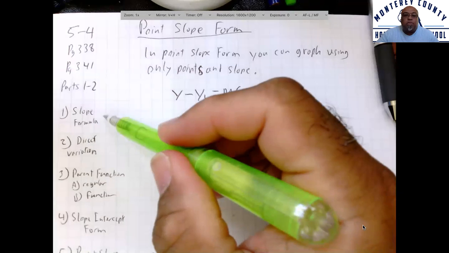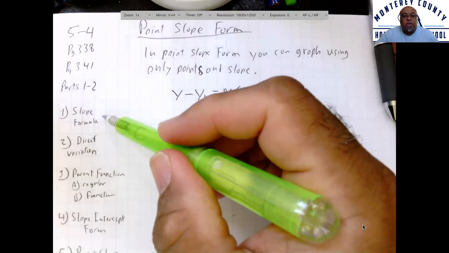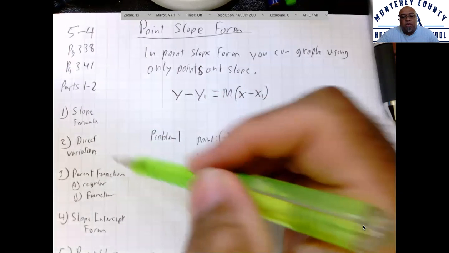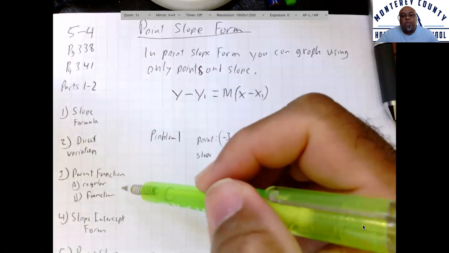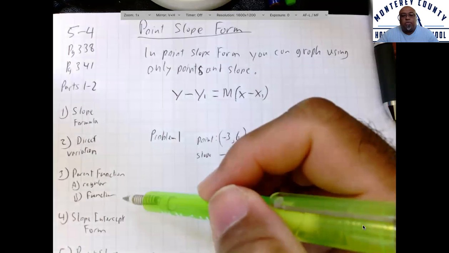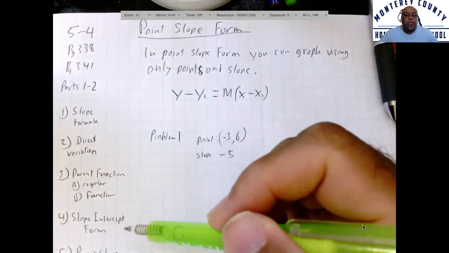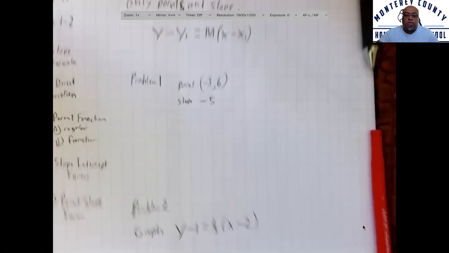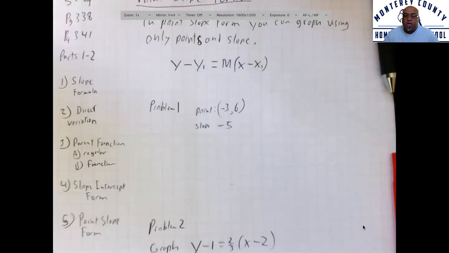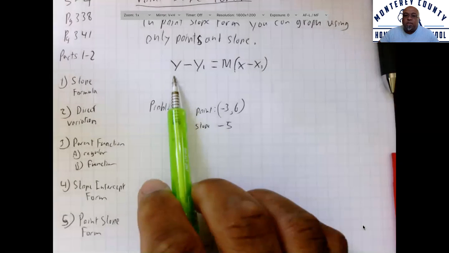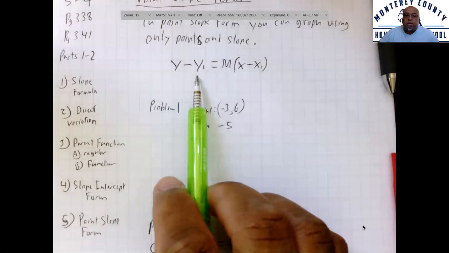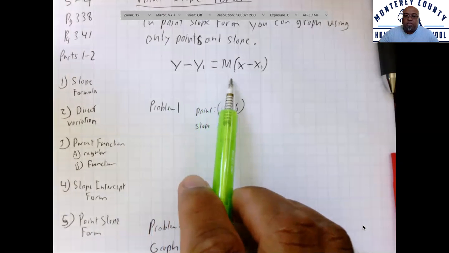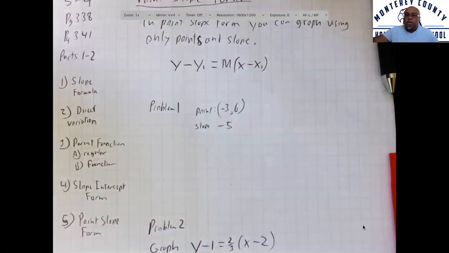Anyways, slope formula is y2 minus y1 over x2 minus x1. Direct variation is y is equal to kx. The parent function in regular form is y is equal to x. In function form is f of x is equal to x. Slope-intercept form is y is equal to mx plus b. And now the new one, point-slope form. Point-slope form is y minus y1 is equal to m times the result of x minus x1, okay?